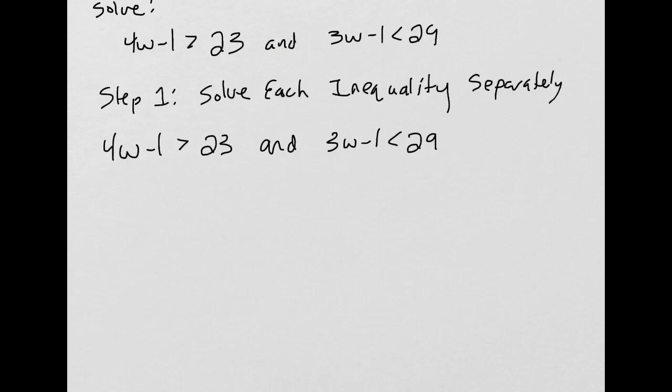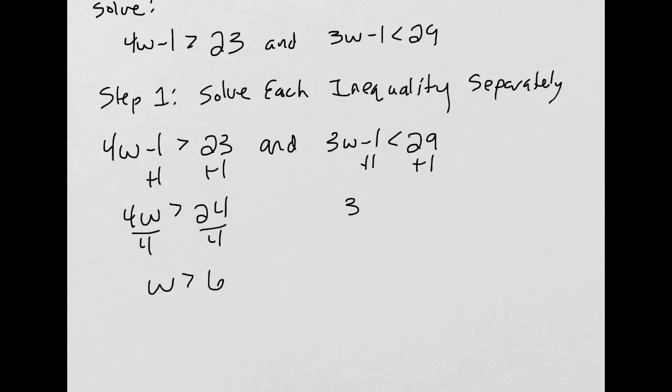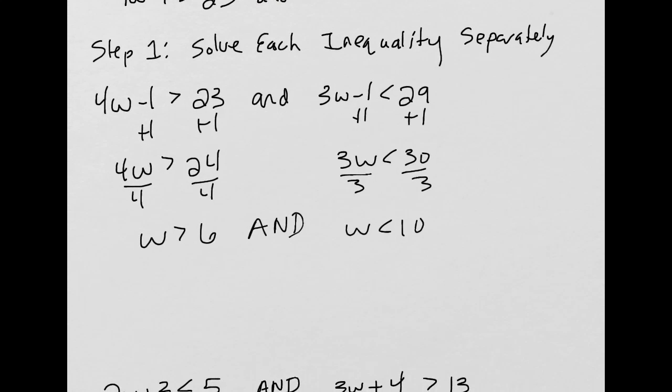Okay, so I've just rewritten our 2 inequalities. So to solve the first one, I'm going to add 1 to both sides. That gives me 4w is greater than 24, divide by 4, and that gives me w is greater than 6. The second one, add 1 to both sides. That gives me 3w is less than 30, divide by 3. That gives me w is less than 10. And again, the word that joins our 2 inequalities is AND.